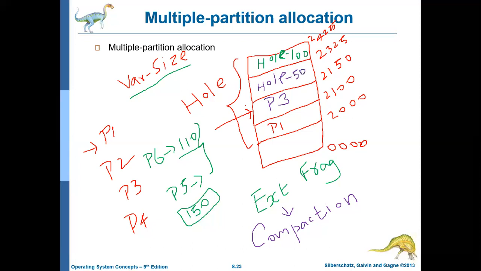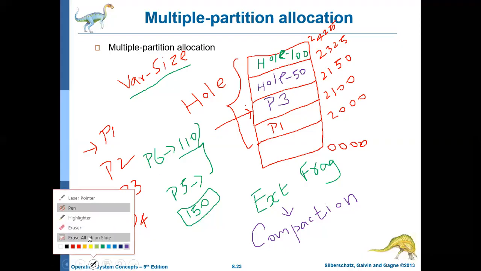P3 size is 175 MB. Already P1 is occupying up to 2100. So P3 needs 175 MB, that is, it needs up to 2275.